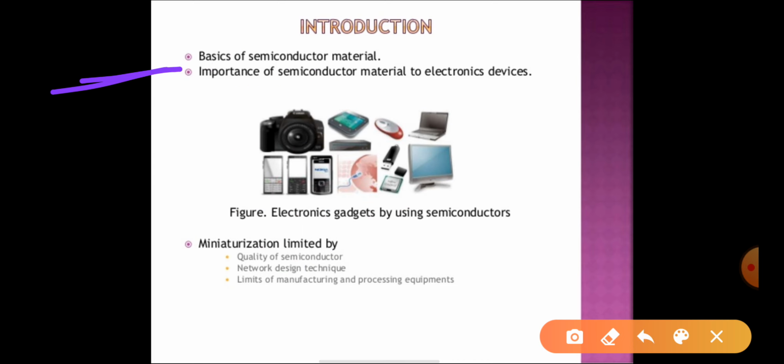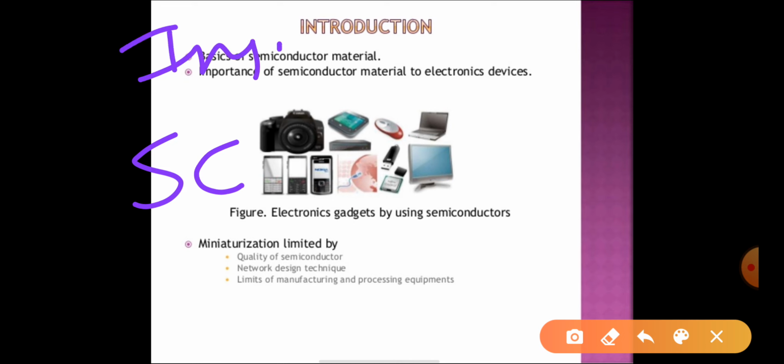It is a material which will perform like an insulator or a conductor depending on temperature. I will tell you why. For example, if you reduce the temperature of the semiconductor material, it will act as an insulator. And if you increase the temperature, it will act as a conductor. So this is all about semiconductors.